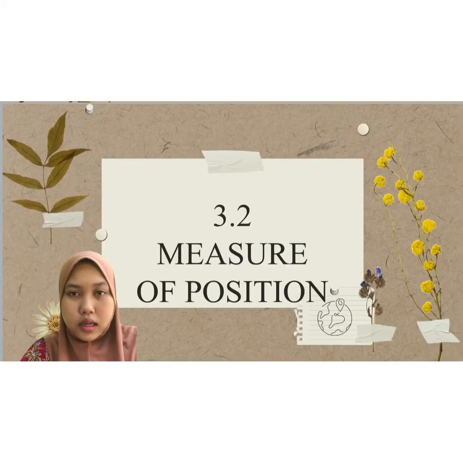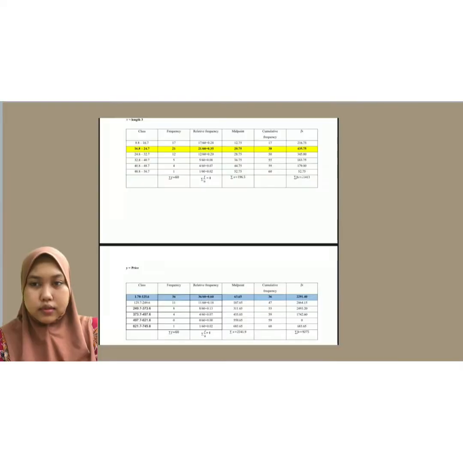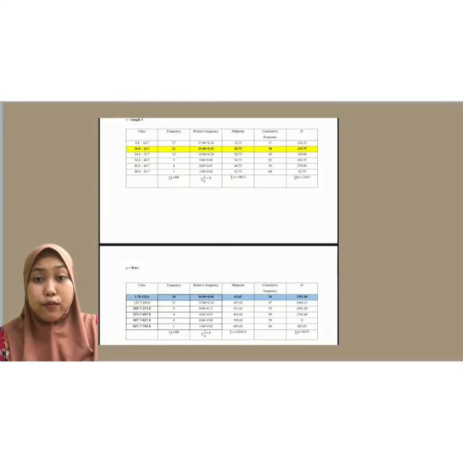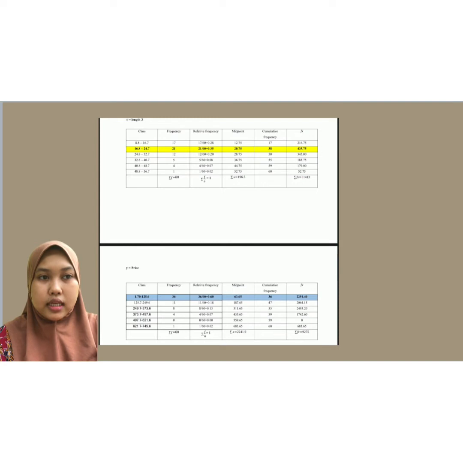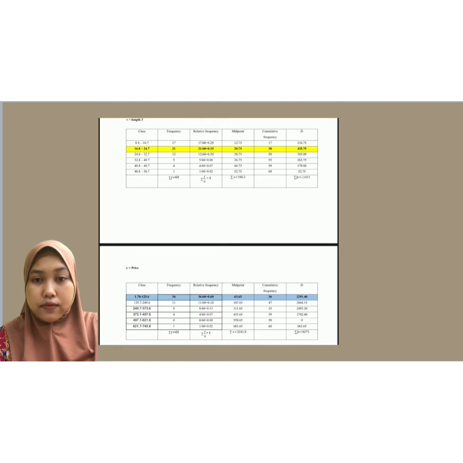Next, 3.2, measures of position. The first quartile for length is 11.18, the third quartile for length is 21.17, and the interquartile range is 9.99 for length. You can see the example in our report. For price of weight, the first quartile is 57.35, the third quartile is 120.10, and the interquartile range is 62.75.